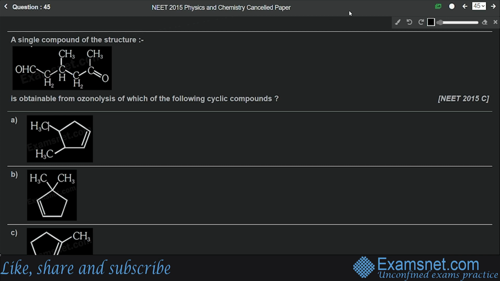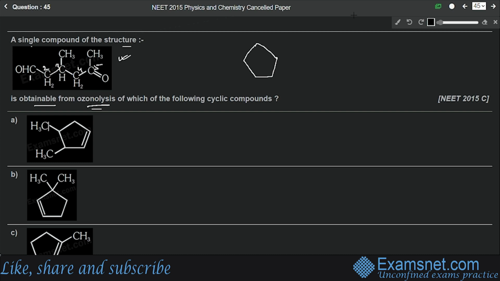Now we have come to the last question, and the question says a single compound of the structure this is obtainable from ozonolysis of which of the following cyclic compounds. So if we see, there are 1, 2, 3, 4, 5 carbons in a chain. Now if we try to form the cyclic compound from this, these 5 carbons will get attached to each other, so they will form a 5 carbon ring. So it will be a pentagon, 5 carbon ring.